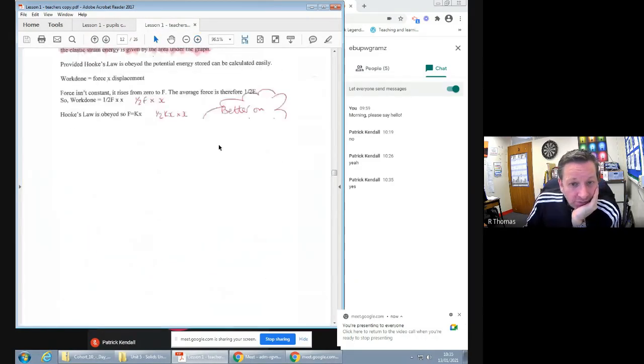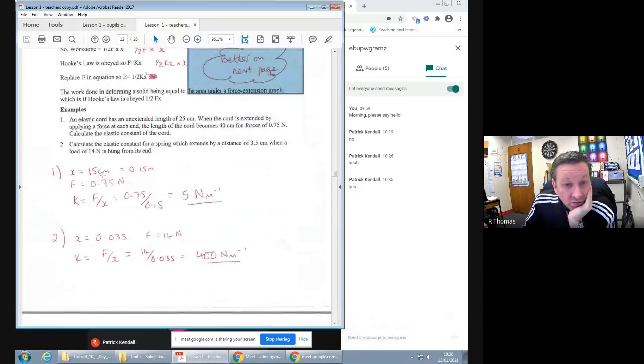So you should have had for the first one, the extension was 15 centimeters. Put that into meters straight away because the SI units of k are newtons per meter. They told us the force was 0.75. Chuck the numbers in your calculator, you get 5 newtons per meter. The second one, the extension was 3.5 centimeters, which is 0.035 meters. They gave us the force, so the value of k, the stiffness constant for that material, was 400 newtons per meter. Okay, all okay there, I trust?